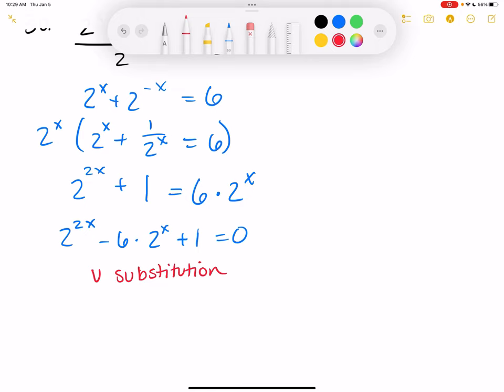All right, so we are going to choose a value for u to try to make this something that's easier to work with. Okay, so I'm going to let u equal 2 to the x because that's something that I don't know how to deal with, as it stands right now.